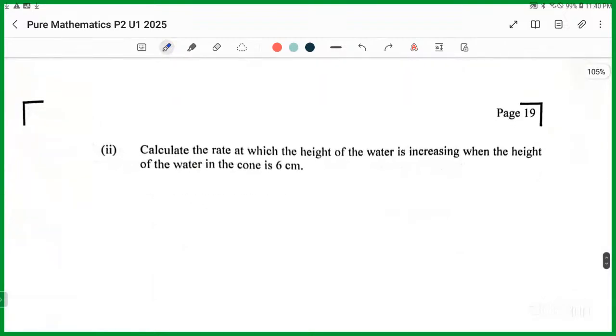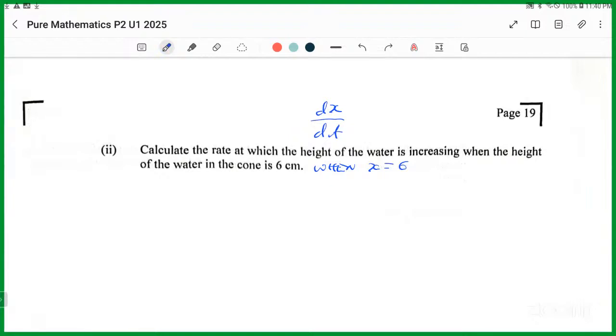It says calculate the rate at which the height of the water is increasing. This is actually for dx. The height of the water is x, so dx by dt. That's what the question wants to know, when the height of the water in the cone is 6. That is when x equals 6. Look how we're going to form a connected rate. We're going to use the chain rule.